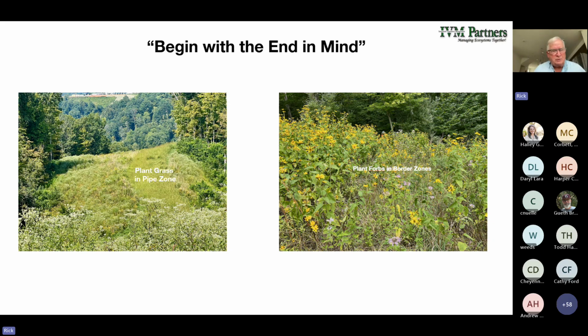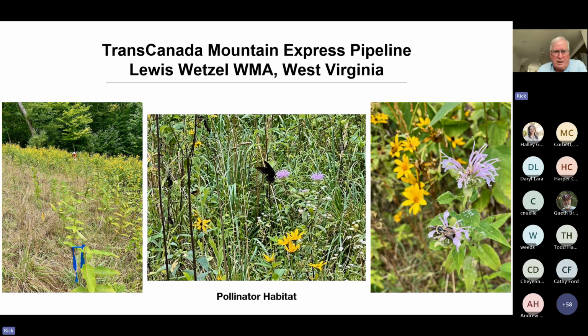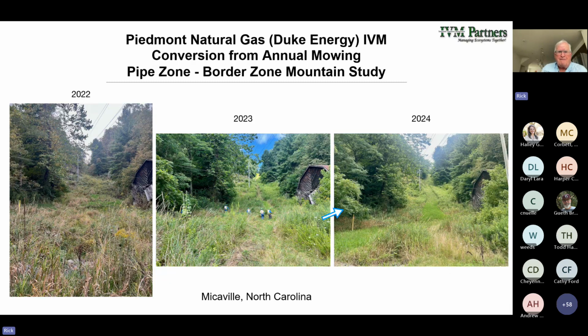It's kind of taking what Stephen Covey said in his book, 7 Habits of Highly Successful People. Begin with the end in mind. Start off doing what you want it to end up being, so that we end up with pollinator habitat as well as good access for our maintenance.